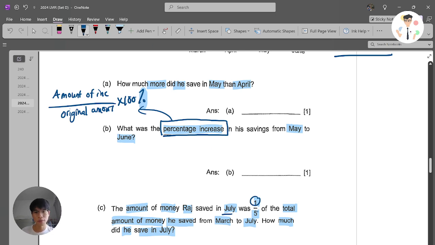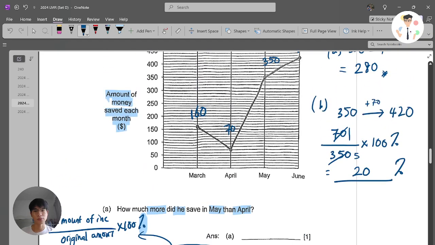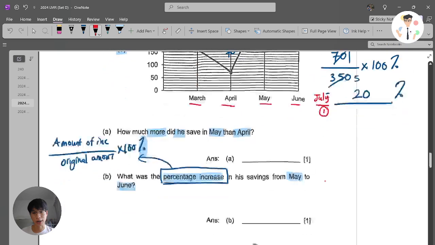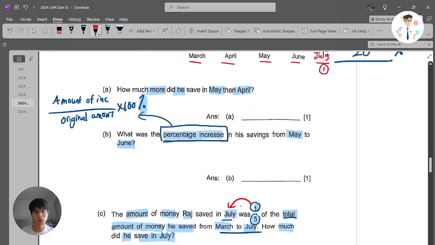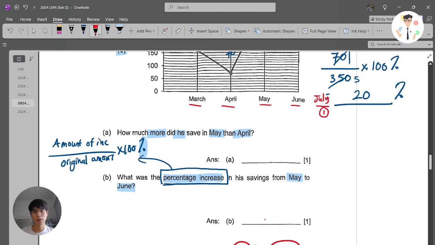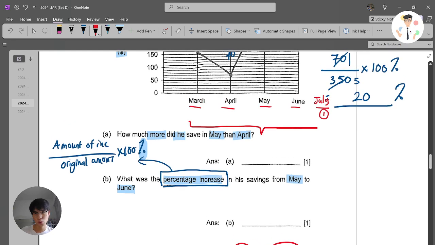July is 1. 5 is the total from March to June. July, sorry. Do I have July here? No, I do not have July here. So let me set here July. I have March, April, May, June, and July. I know July is one unit, correct? Because if you look back here, this one belongs to July. And this five belongs to the total from March to July. March to July is five. Which means that March to June is actually how many units? 5 minus 1, 4 units. Let me just write here C.